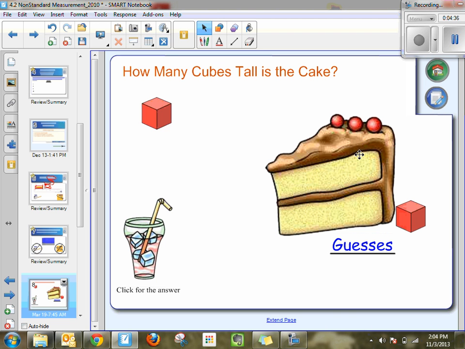So make a guess in your head. Be thinking of a number. Do you think it's 4 cubes, 5 cubes? Maybe it's 10 cubes. Maybe it's 15 cubes. What number do you have? So go ahead and think of that in your head.